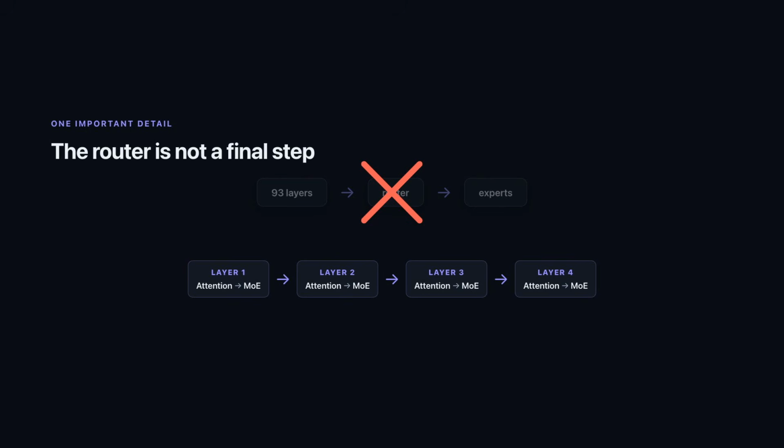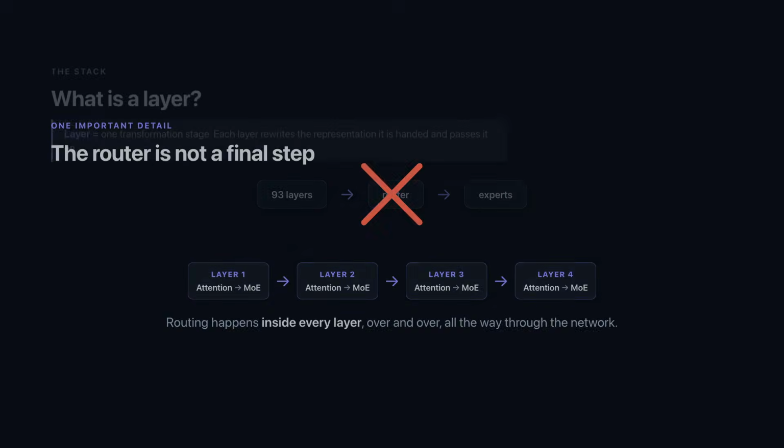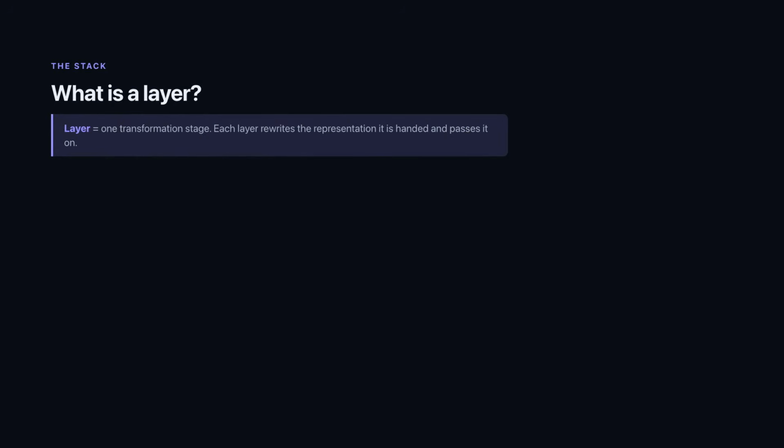Information moves into a layer, attention processes it, the MOE routes it through the selected experts, and that updated representation moves into the next layer. And this repeats over and over throughout the network. Which raises the obvious question, what's a layer?